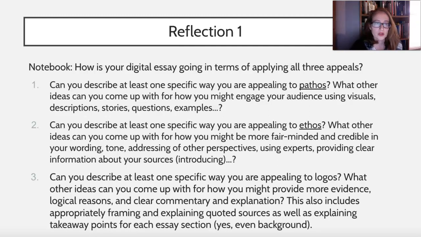So the first prompt you're going to be answering is, can you describe at least one specific way you're appealing to pathos? So something that you're doing to explain with an example, with details, to really get your readers to visualize what you're saying, maybe to engage them in some way with things that are surprising or interesting or sad, things that are going to get them to connect with your issue, and have some examples here. Or what ideas can you come up with if you haven't really thought about this yet?